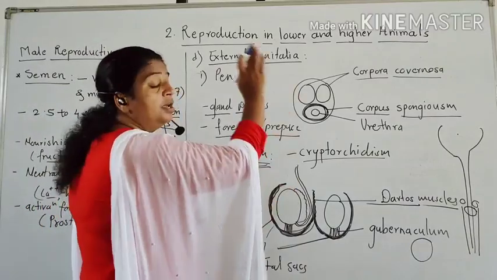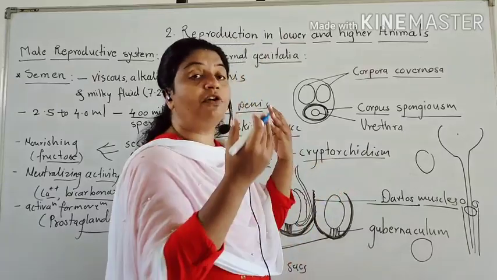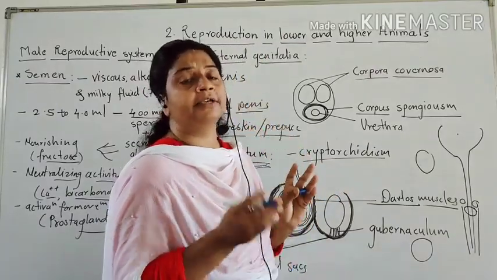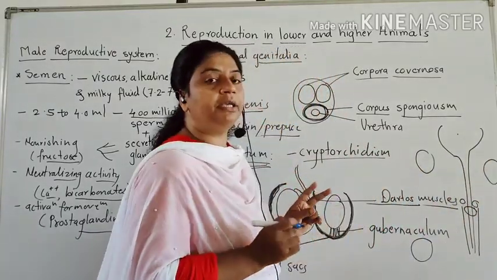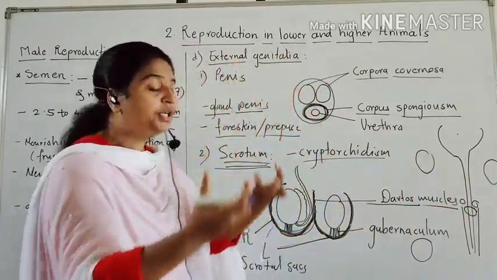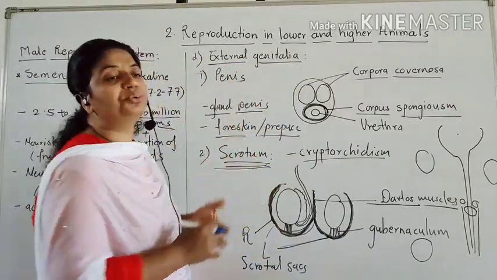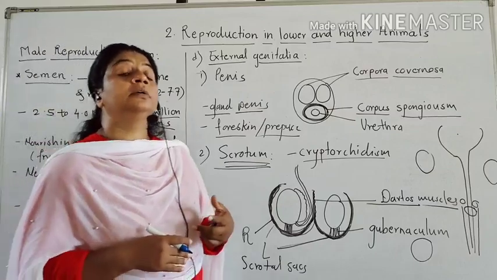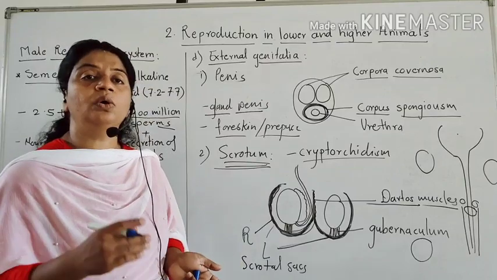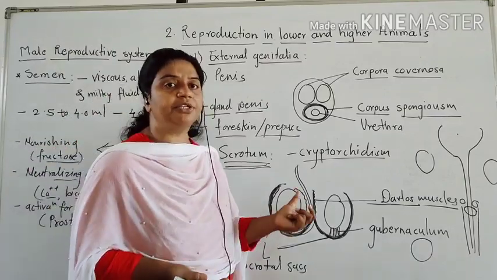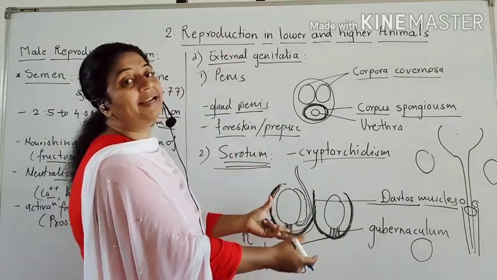These testes are present in the abdomen near the kidney. When formed in the mother's uterus in a boy baby, they develop in the abdominal cavity, but before birth they drop down into the scrotal sacs. While the testes are located in the scrotal sacs, sperm formation requires a temperature 2 to 3 degrees centigrade lower than body temperature. So they are located in the scrotal sac, outside the abdomen.